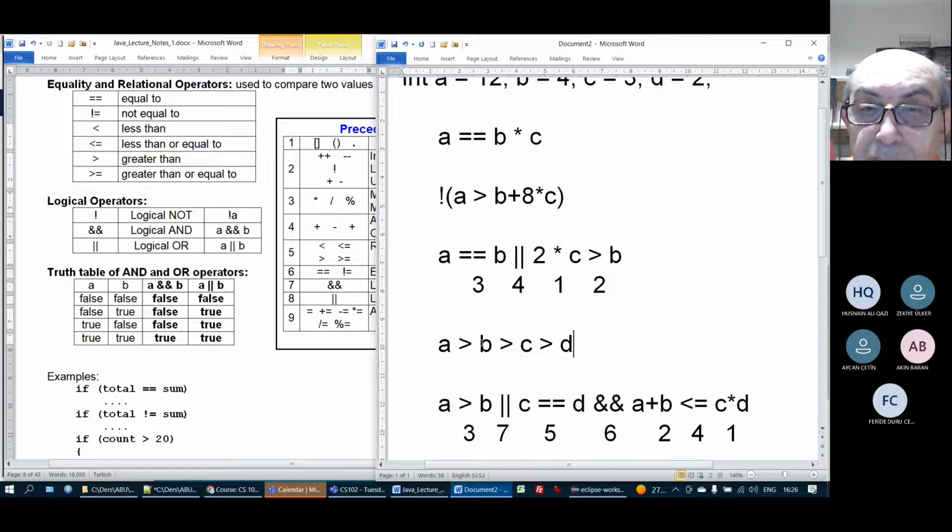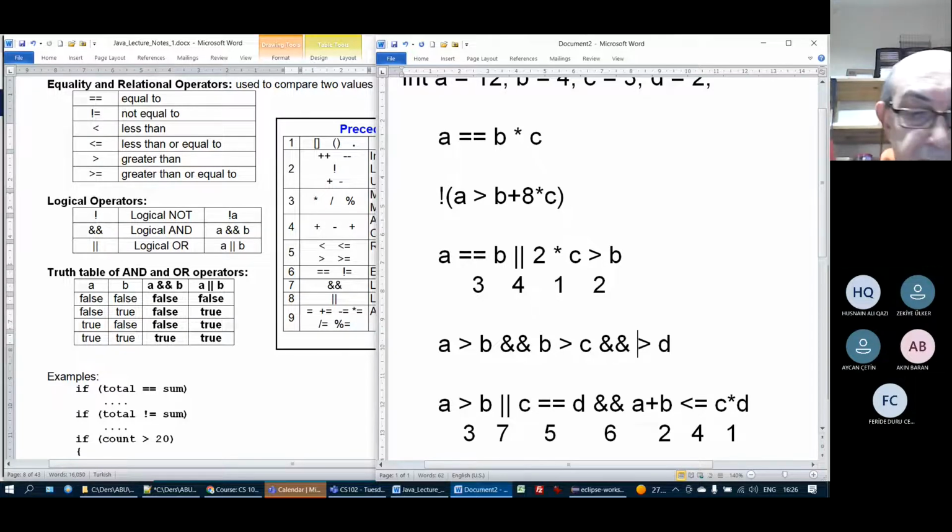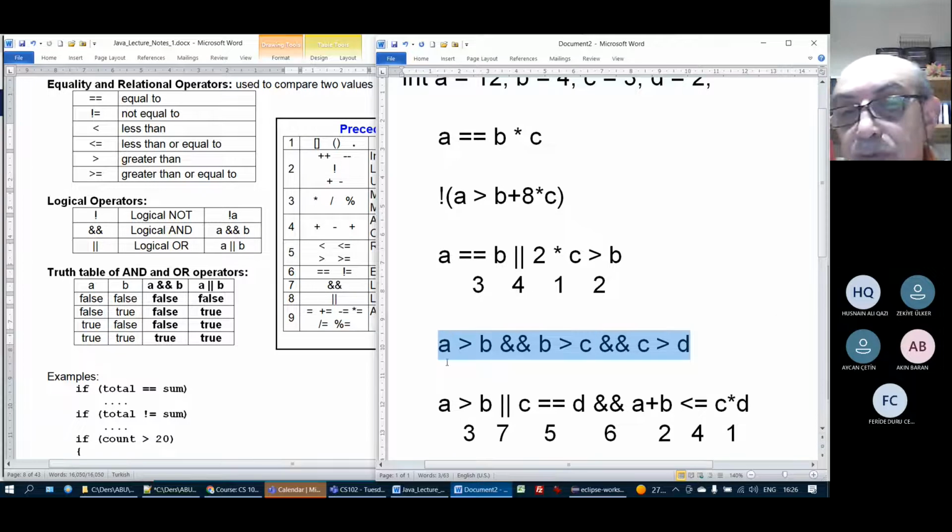If you want to do something like this, you have to do A greater than B, and B greater than C, and then C greater than D. Okay, you can do this. A has to be greater than B, and B has to be greater than C, and C has to be greater than D, and this is equivalent to the other one: A greater than B greater than C greater than D. But I must write it like this in Java.